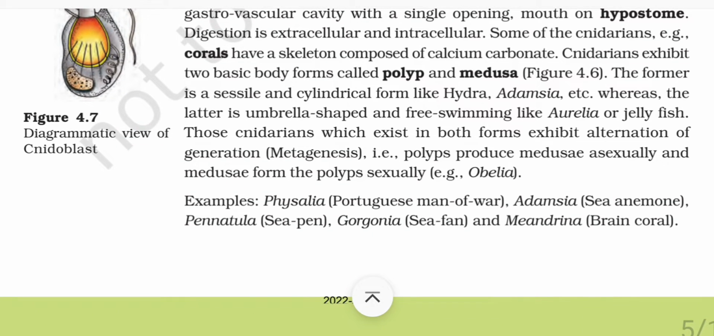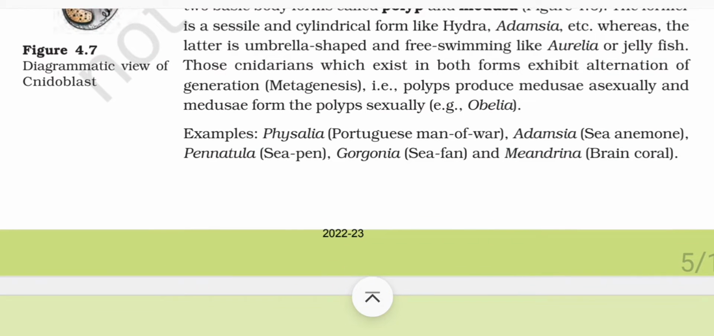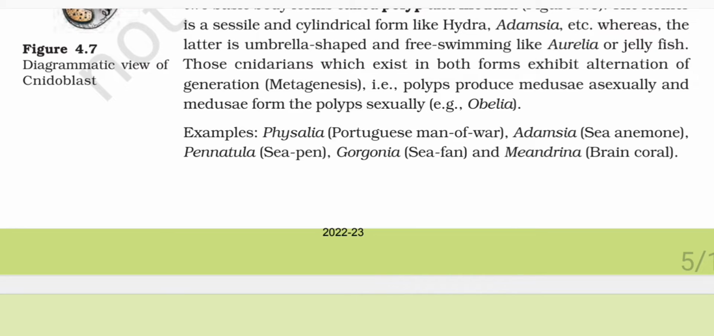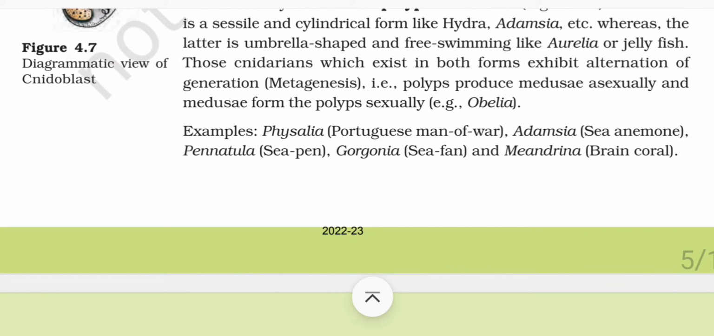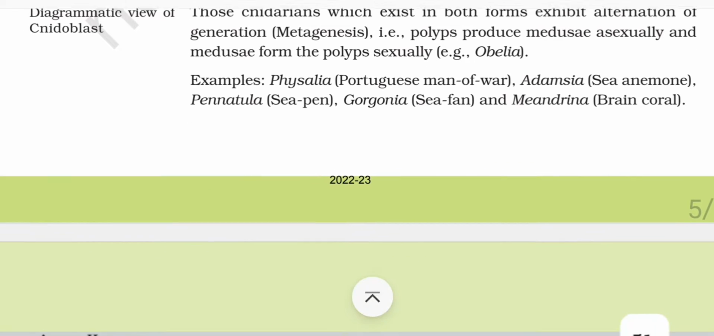Cnidarians exhibit two basic body forms called polyp and medusa. The former is sessile and cylindrical, like Hydra and Adamsia, whereas the latter is umbrella-shaped and free-swimming, like Aurelia or jellyfish. Those cnidarians which exist in both forms exhibit alternation of generation (metagenesis); that is, polyps produce medusae asexually and medusae form the polyp sexually. Example, Obelia. Examples: Physalia (Portuguese man-of-war), Adamsia (sea anemone), Pennatula (sea pen), Gorgonia (sea fan), and Meandrina (brain coral).